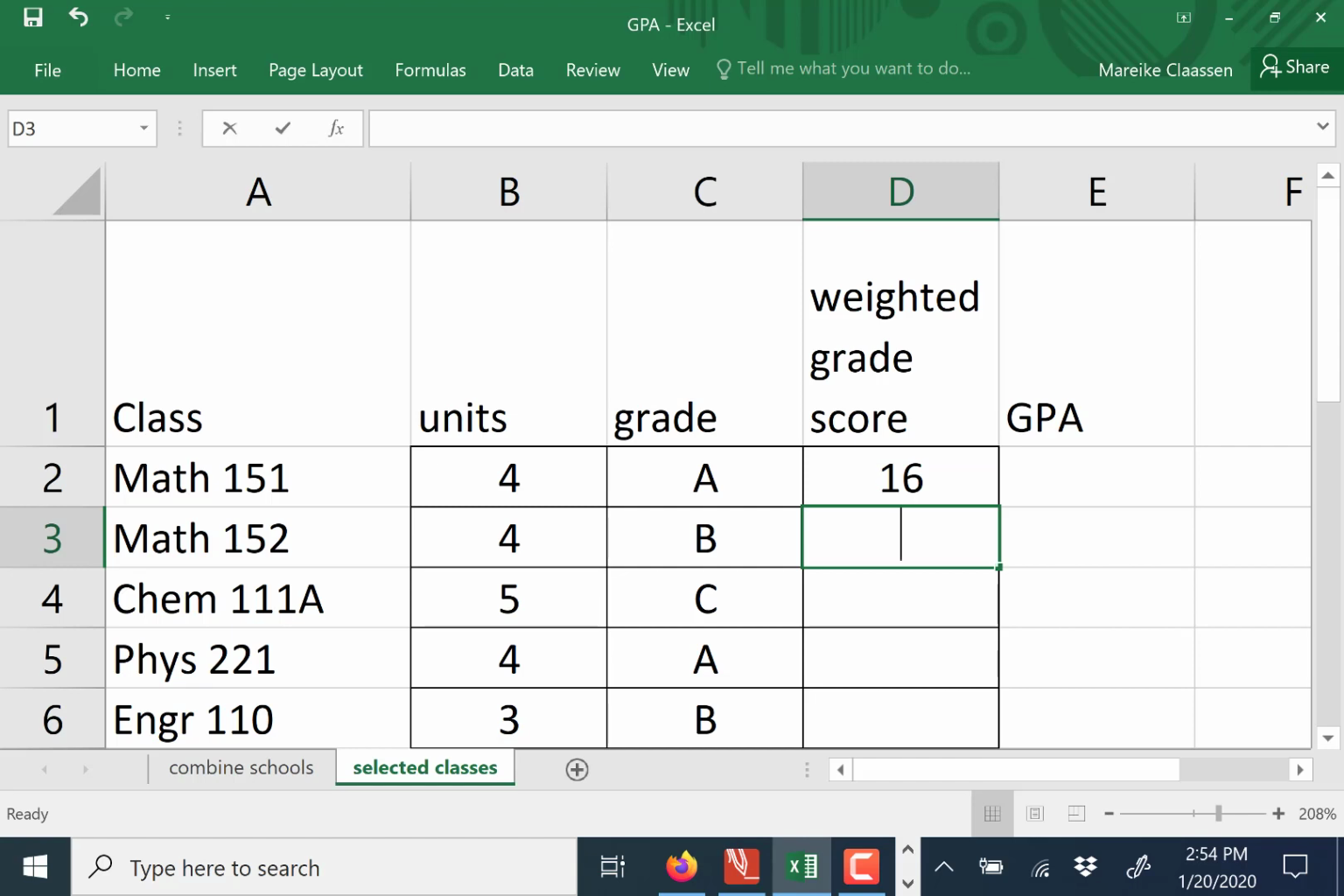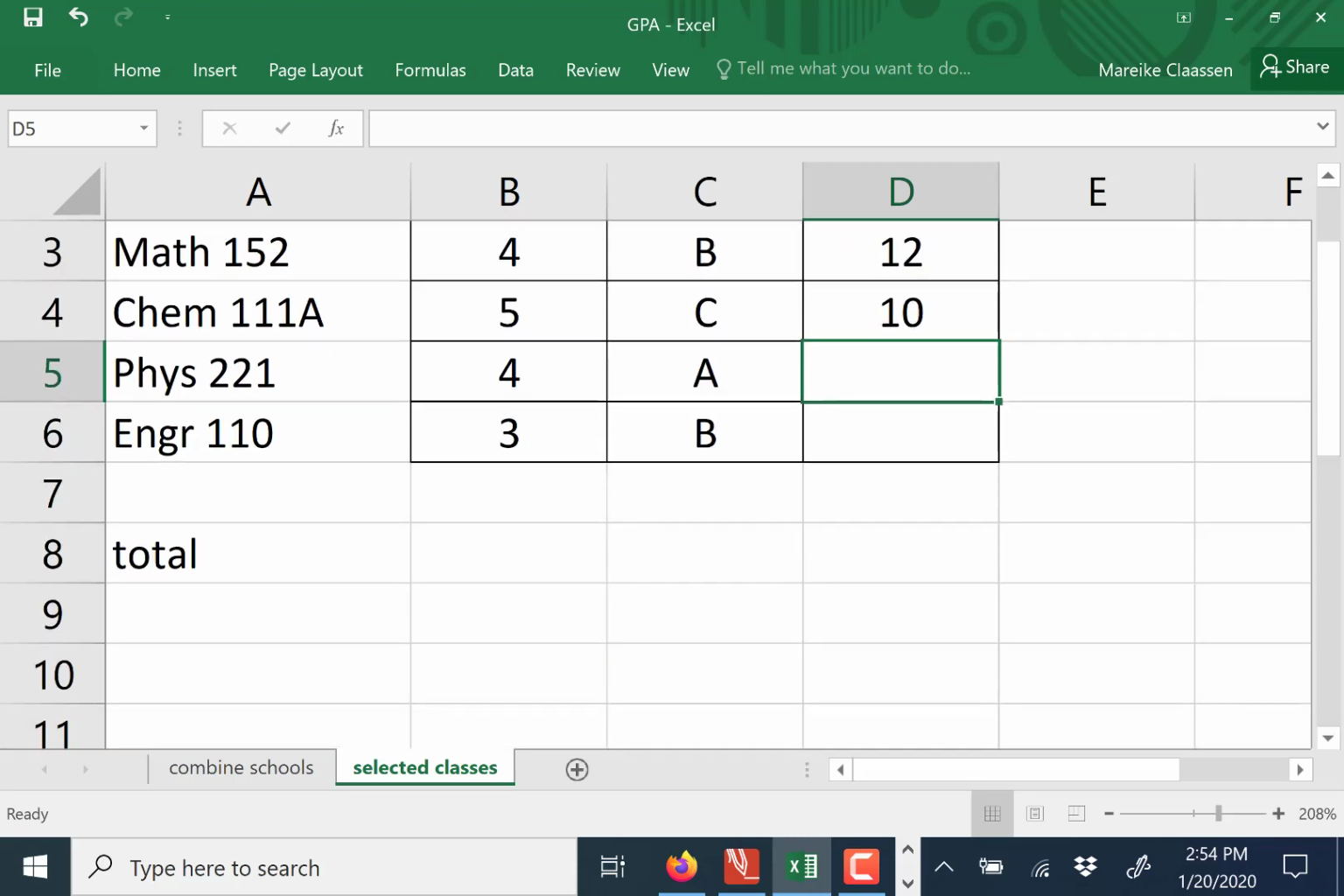So here I got to put in equals. I'm going to change this cell, and then I'm going to say times 3.0. And I'm going to do the same thing for each of the cells. So that cell for C, I'm going to put 2.0. And then I keep doing that. So equals that one times 4.0 for an A, and equals that one times 3.0 for a B.